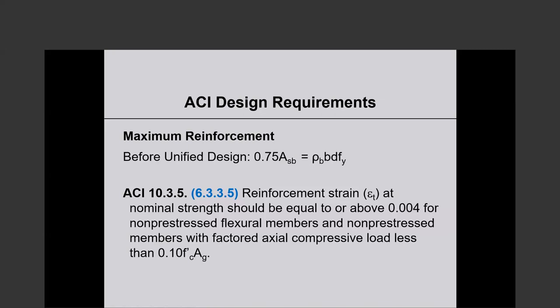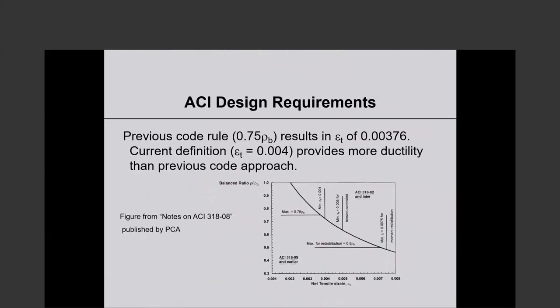When unified design came, and that's what we are doing even now, we have replaced that requirement by saying the net tensile strain epsilon sub T cannot be any less than 0.004 in a flexural member, which is defined as a member with factored axial compressive load less than 10% F sub C prime A sub G. All of that we discussed yesterday. Okay. So this is a summary of things that we talked about yesterday.